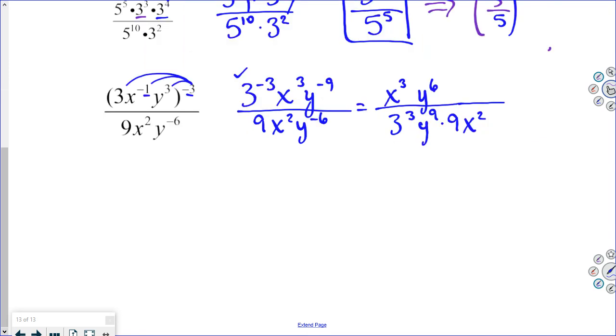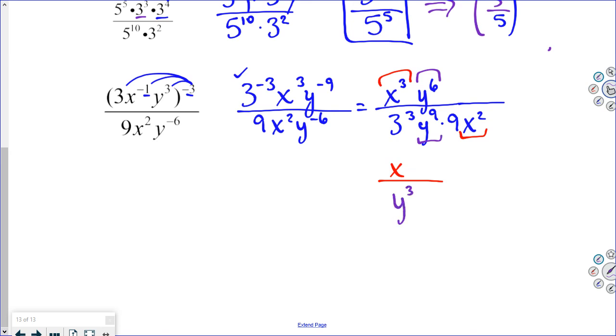you can go ahead and do this 3 to the 3rd if you want, but the parts that I'm going to focus on right now are my exponents. So if I look here and I look here, that's going to simplify to be an x on top. If I look at my y's, I have y to the 6th on top, y to the 9th below. So I'm going to subtract. That's going to become y to the 3rd.